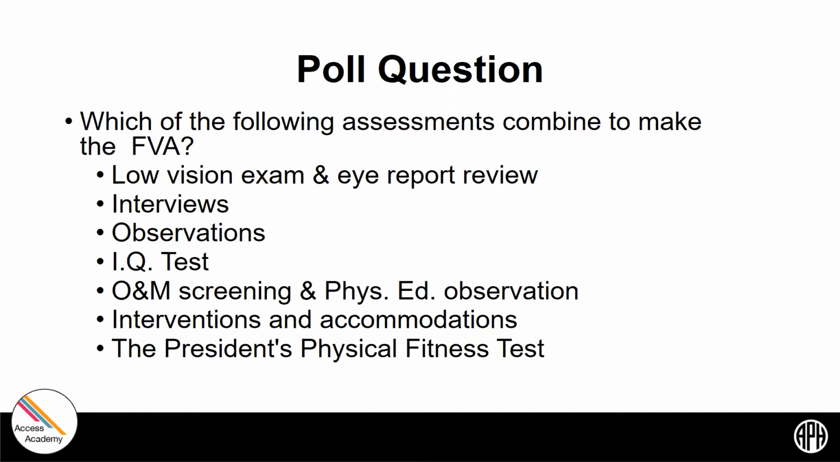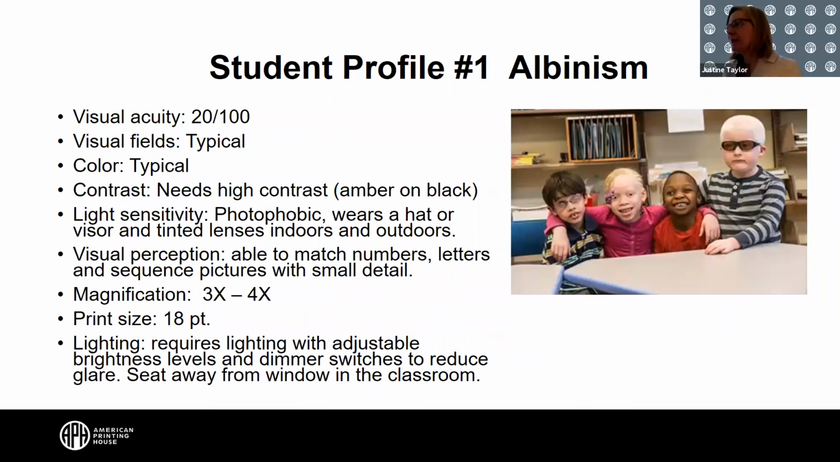All right. Are we ready to move on? I think we are. Okay, so we have our first student profile up here. It's a fictional profile of some components that are results you might get after you've done a functional vision and learning media assessment. And our first student here, we'll say they have albinism, and I'll briefly go over that.